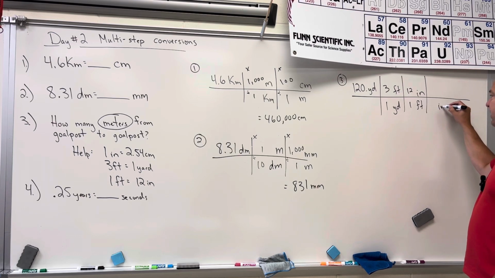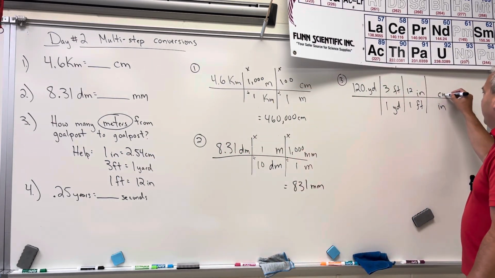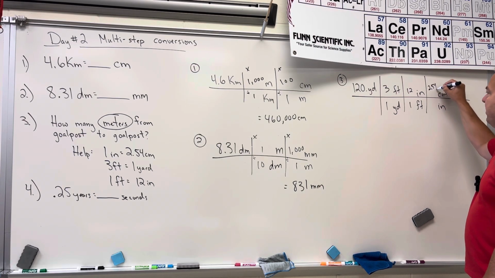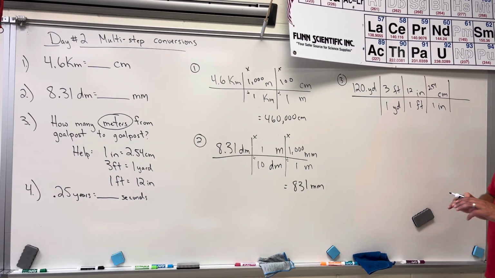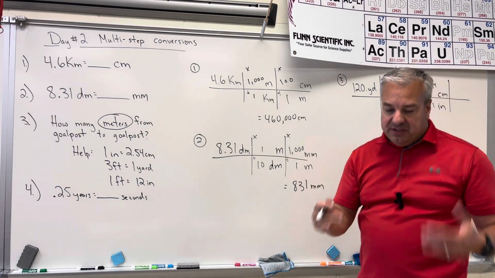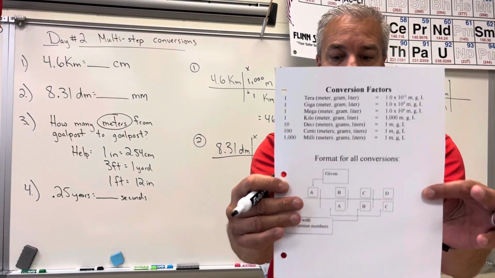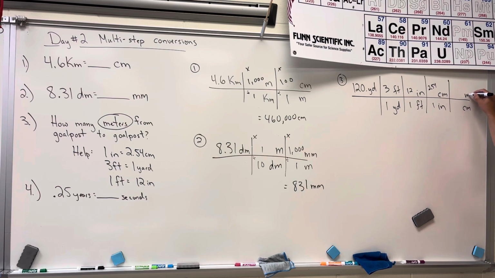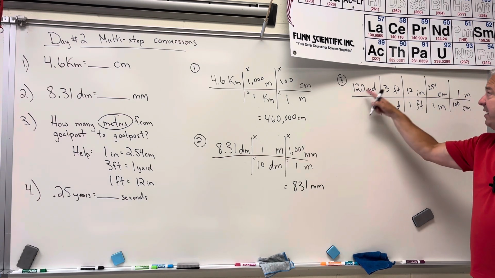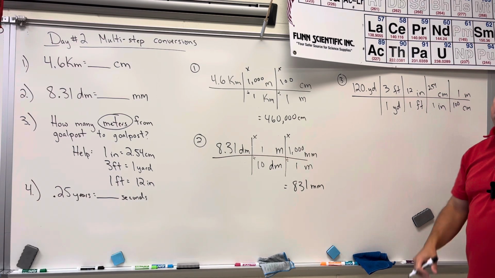And then from inches, I can go to centimeters, and there's 2.54 centimeters to every inch. Okay, and then when I'm in centimeters, to get to meters, this is where I'm going to use the metric conversions that I make my students memorize. So I'm going to go from centimeters to meters, and that's 100 to 1. So I'm going to take 120 times 3 times 12 times 2.54 divided by 100.